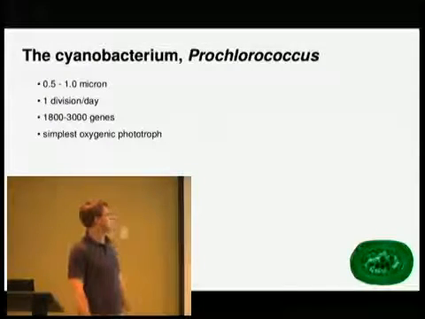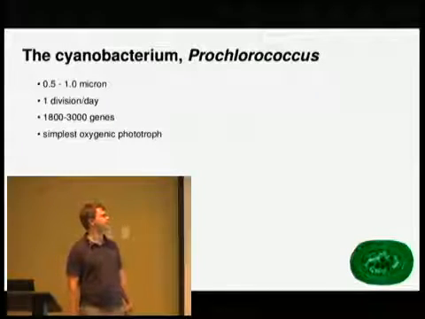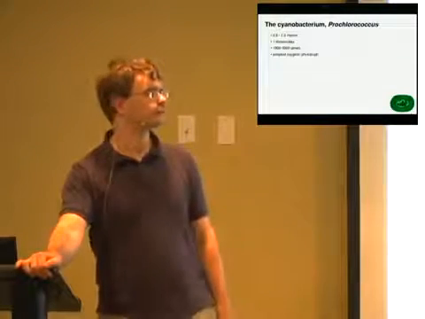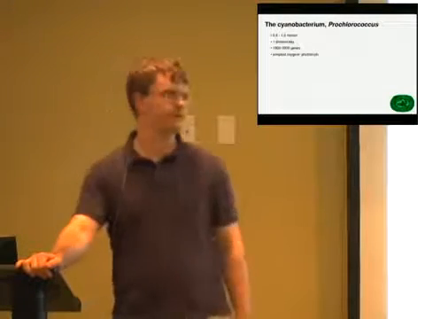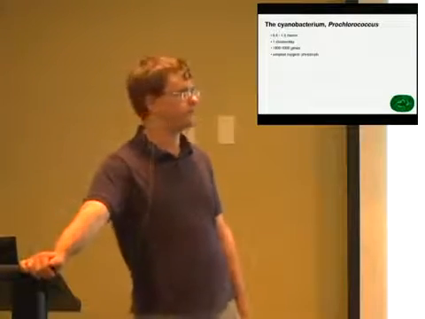So the first half of the talk, what I was doing in grad school, the lab I joined has been studying the cyanobacterium Prochlorococcus. They actually are the ones who discovered it in the late 80s, and they've focused on it ever since. The reason they found it so interesting, there are several reasons. First of all, it's a very simple organism. Most of them are about half a micron across, which is pretty small even by the standards of bacteria.